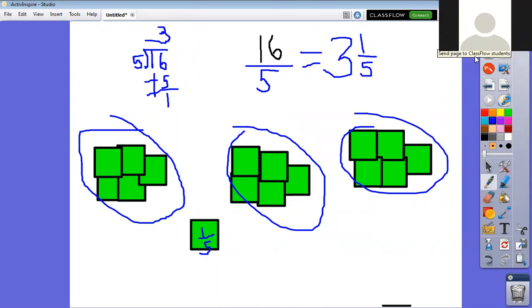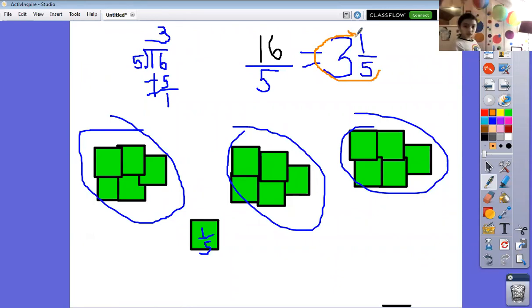How can you check if you did it right? Here's a hint. That's how you check if you did it right. What is 5 times 3 plus 1? 16. Keep the denominator 5.